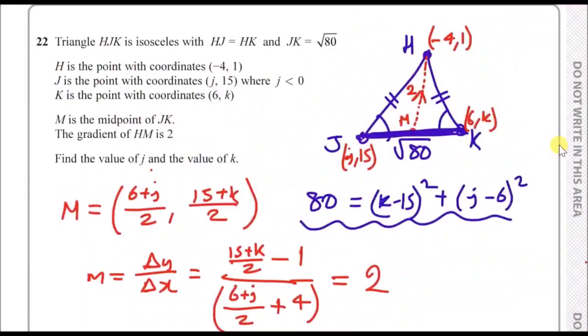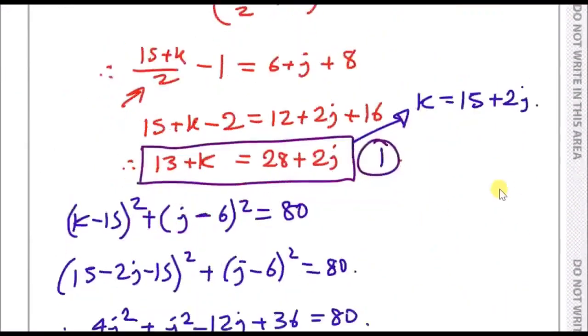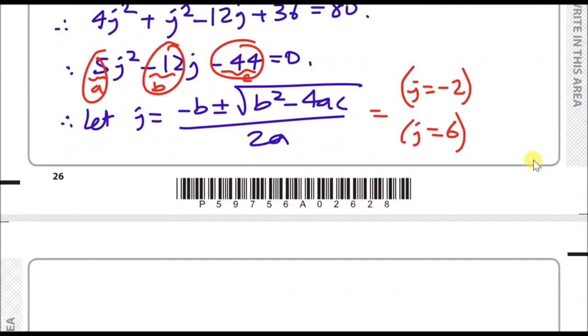Okay, so now which one is right? And if we look back in the question, it tells us j is less than 0. So this means that j can only be minus 2. So this one is wrong.